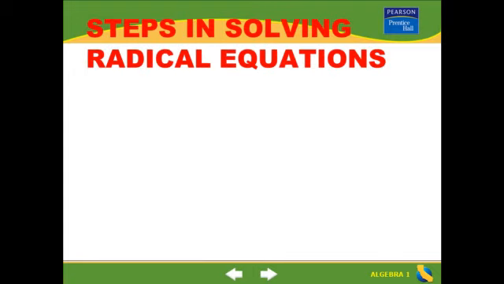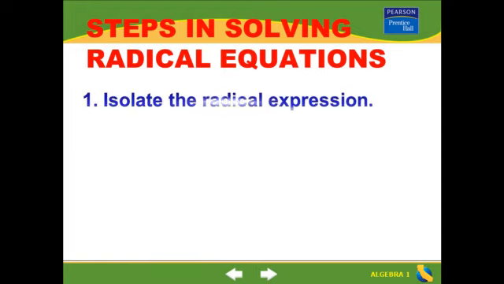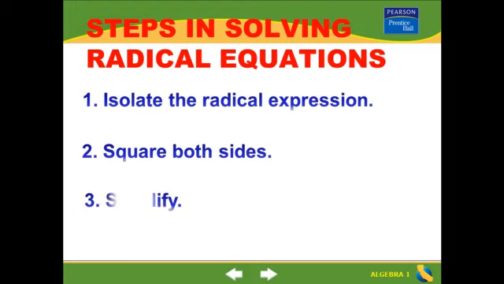How do we solve radical equations? These are the steps. The first one, isolate the radical expression. If the radical expression is not isolated, we're going to isolate that one by doing the inverse operation, or by adding or subtracting both sides. The second one, square both sides. And the third one, simplify to find the value of your variable.